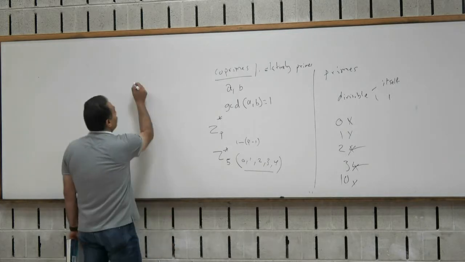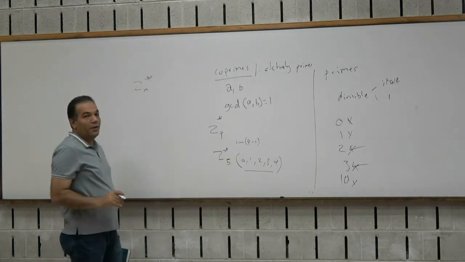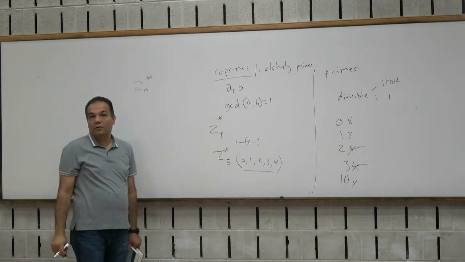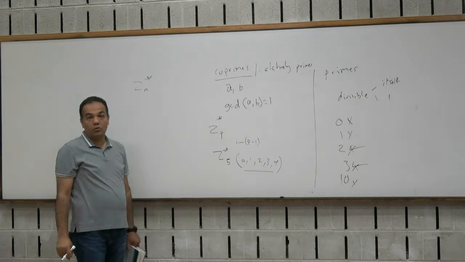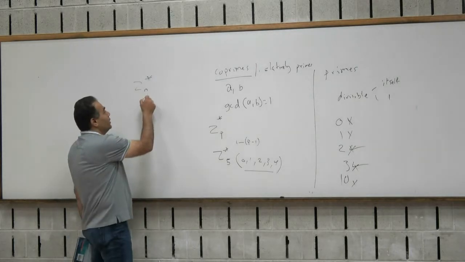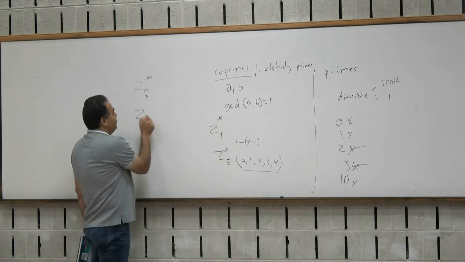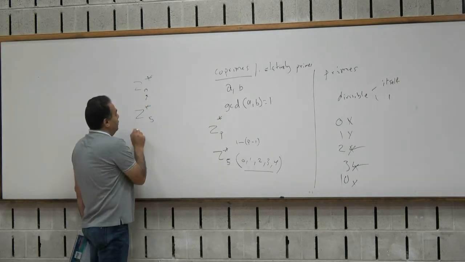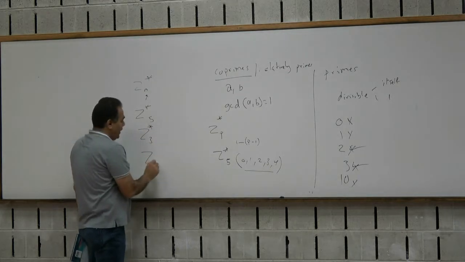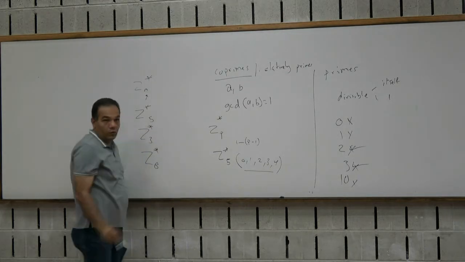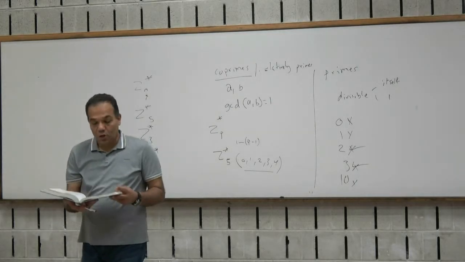So if we have a group like Zn, how many co-primes do we have? We don't know, because we are not sure if n is a prime. If it's 5, we know. If it's 3, we know. If it's 8, we don't know, because it's not a prime. So that's what a co-prime is, right?